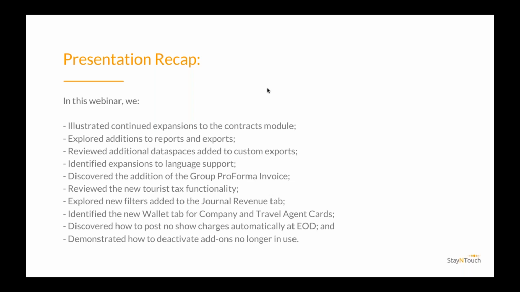All right, today we illustrated continued expansions to the contracts module, explored additions to reports and exports, reviewed additional data spaces added to custom exports, identified expansions to language support, discovered the addition of the group ProForma invoice, reviewed the new tourist tax functionality, explored new filters added to the journal revenue tab, identified the new wallet tab for company and travel agent cards, discovered how to post no-show charges automatically at end of day, and demonstrated how to deactivate add-ons no longer in use.